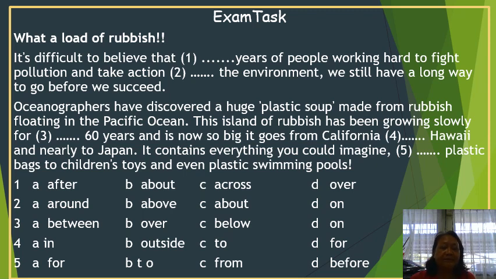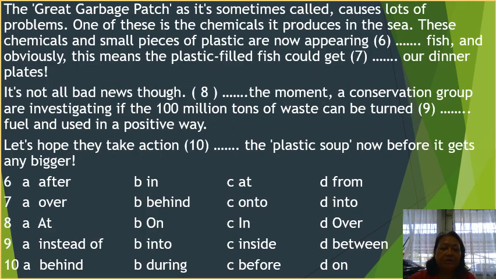So the second part is here. The Great Garbage Patch, as it's sometimes called, causes lots of problems. One of these is the chemicals it produces in the sea. These chemicals and small pieces of plastic are now appearing in fish, and obviously this means the plastic-filled fish could get onto our plates.